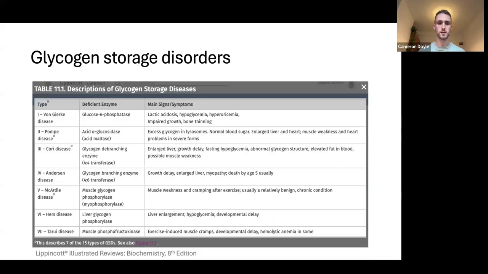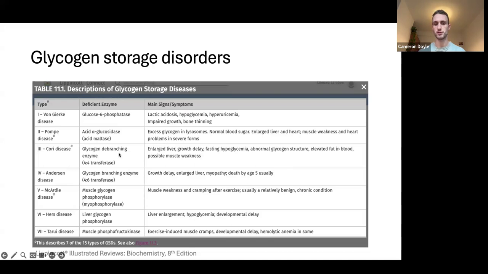Glycogen storage disorders. There are a few different ones. I think the key ones are von Gierke disease, Cori disease, and McArdle disease. It shows you the deficient enzymes, and if you look at the glycolytic and glycogenic pathways, you can see what those enzymes are responsible for. But the key one is glucose 6-phosphatase, which catalyzes the conversion of glucose 6-phosphate to glucose to enter the bloodstream. McArdle disease is muscle glycogen phosphorylase deficiency, so it will have symptoms unique to the muscle itself, unlike these other ones, and the glycogen debranching enzyme in Cori disease.